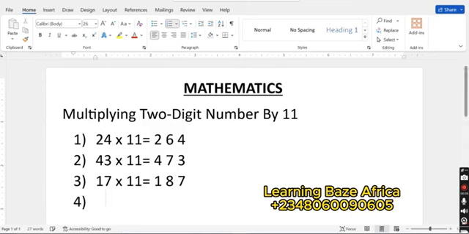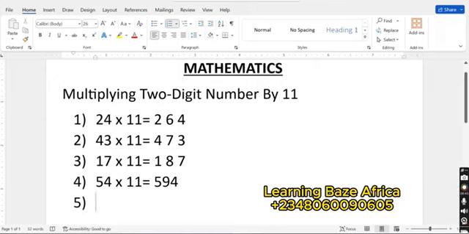I want to add more examples. So what if I have 54 times 11? Somebody should be able to tell me the answer. Just add 5 and 4 together. That will give you 9. It means our answer will be 594. This is how fast you can do multiplication by 11. This method is only applicable to multiplication by 11.